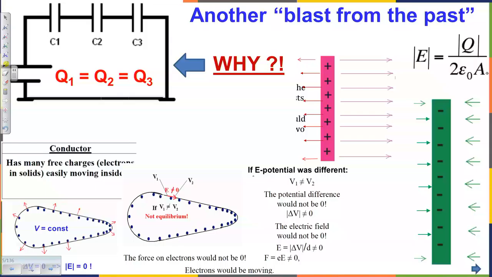So, and now, well, actually, probably we don't need it anymore. Yep, don't move anymore. No electric current.